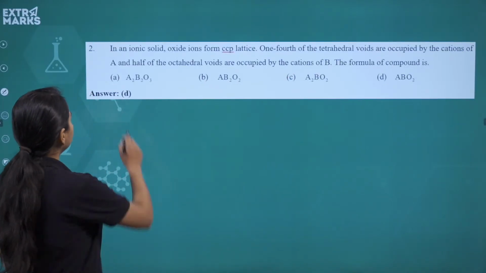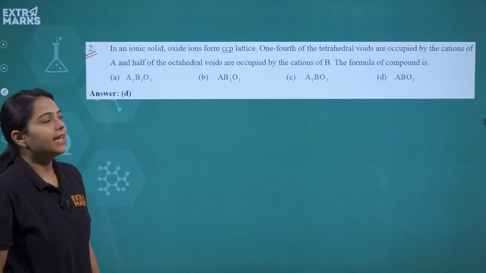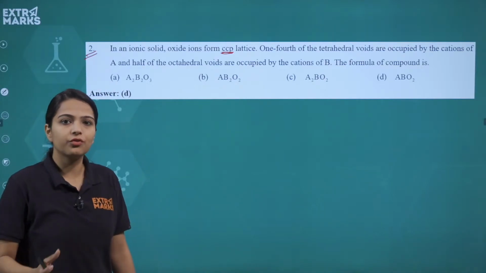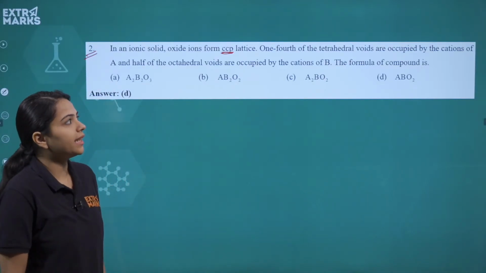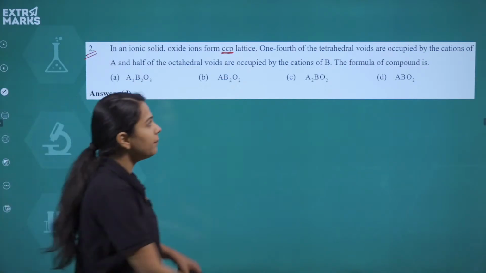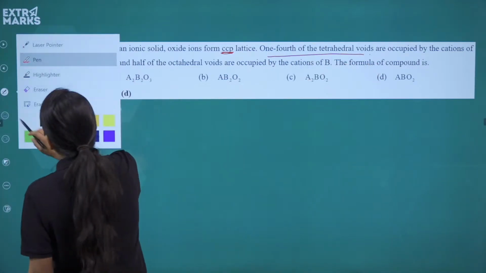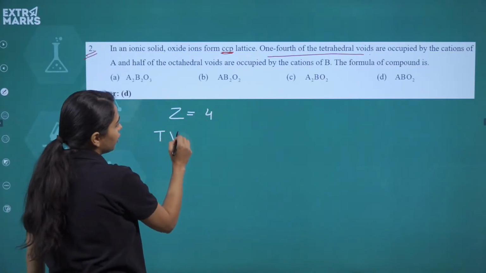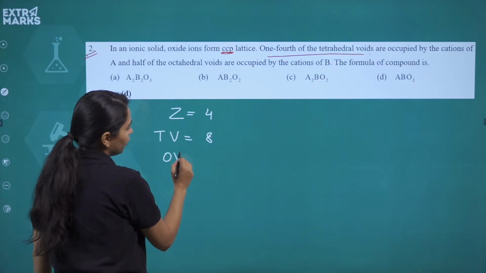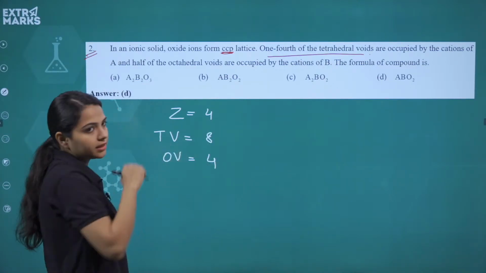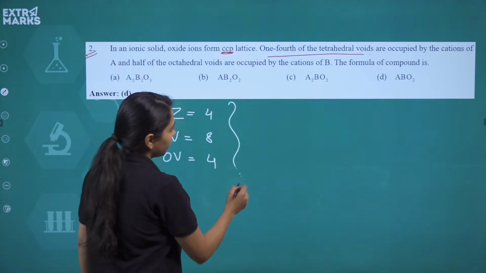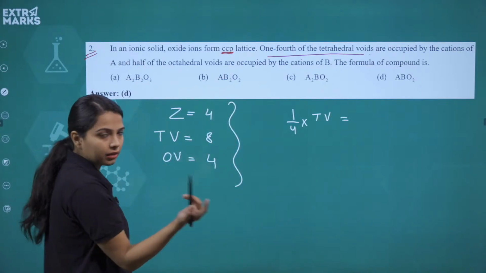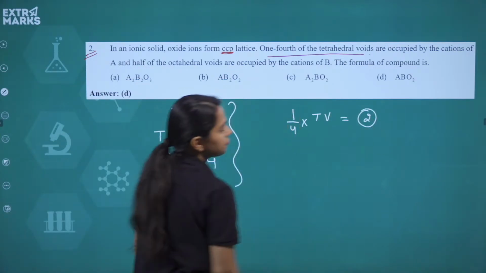Next question, number 2. In an ionic solid, oxide ions form CCP lattice. CCP lattice means FCC, so the value of Z is 4 here. 1/4 of the tetrahedral voids are occupied. What do I mean by 1/4? You all know one thing, that if the value of Z is 4, then the total number of tetrahedral voids is going to be 8. Octahedral voids in that particular crystal structure is going to be 4 now. Now, if I'm talking about 1/4 of the tetrahedral voids, that is 1/4 of 8. So this is going to be 2, right?